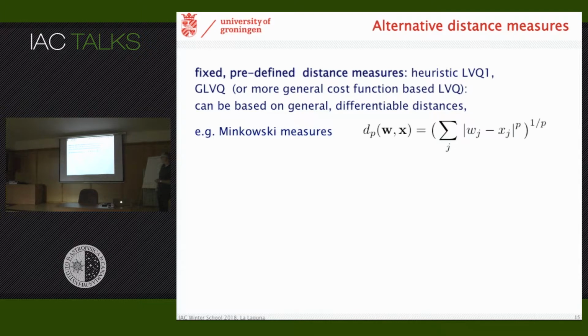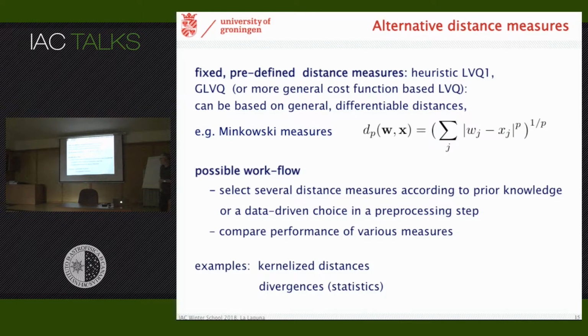So for instance, instead of plain Euclidean, you could go for any Minkowski measure, which looks like this, and construct your LVQ scheme, right? And then you place prototypes according to this distance. And of course, you should also use this distance then later in the classification scheme to be consistent, right? So a possible workflow could be, well, let's try several distance measures if I'm not sure which is a good one for the problem at hand. And then compare the performance in the sense of cross-validation for various choices that I can make and pick the best one in the end.